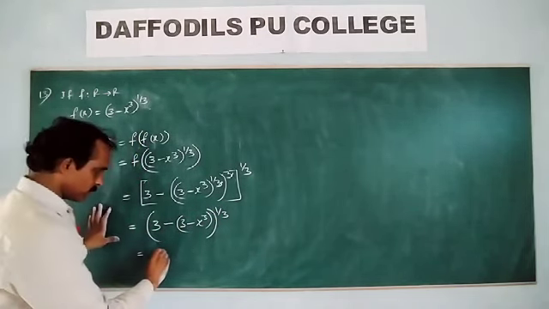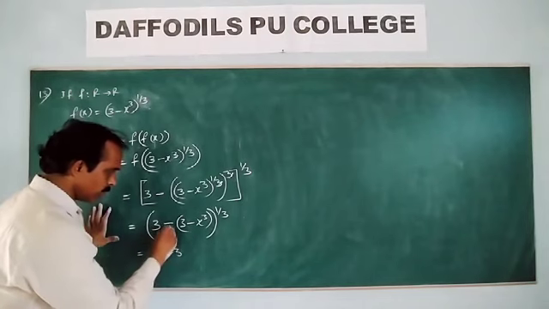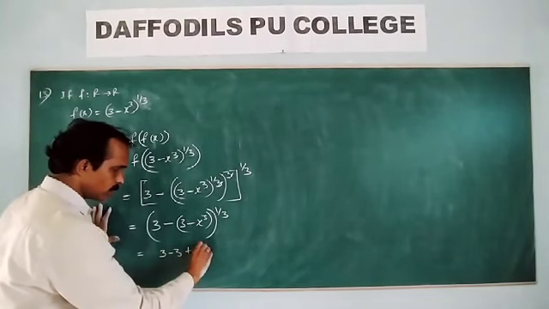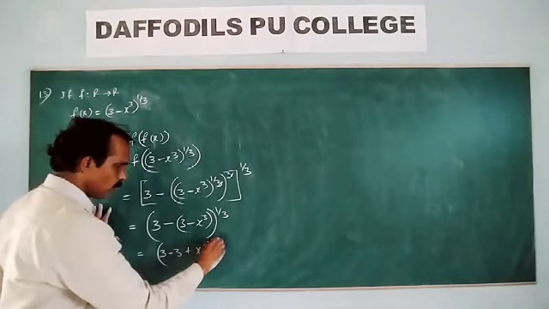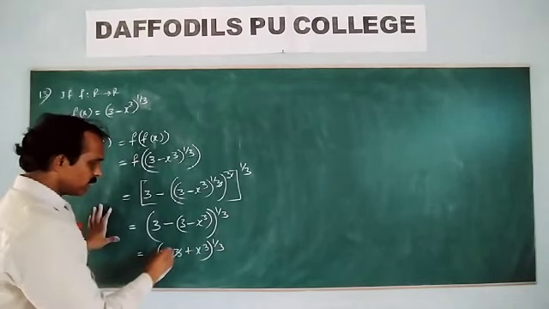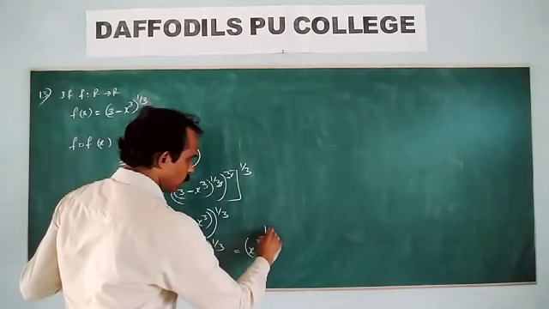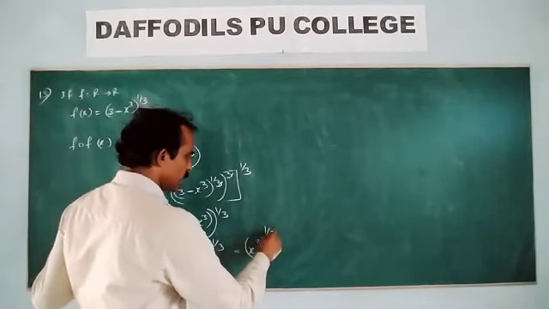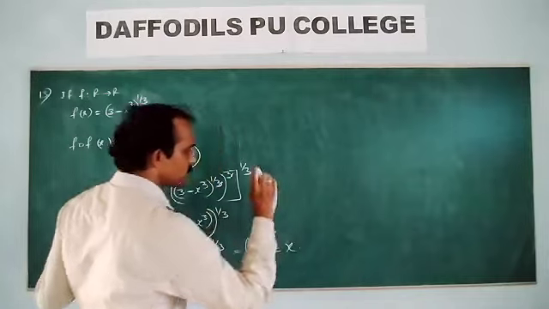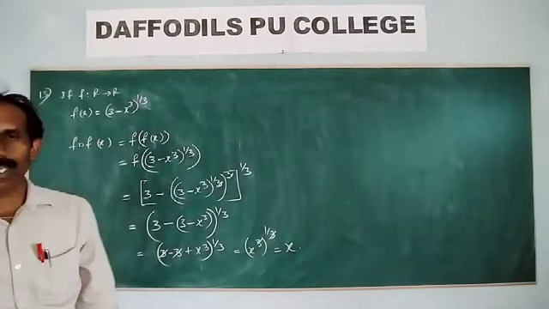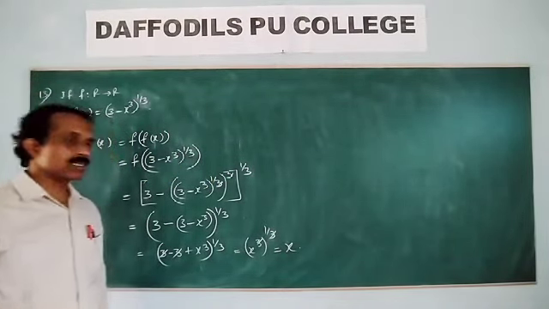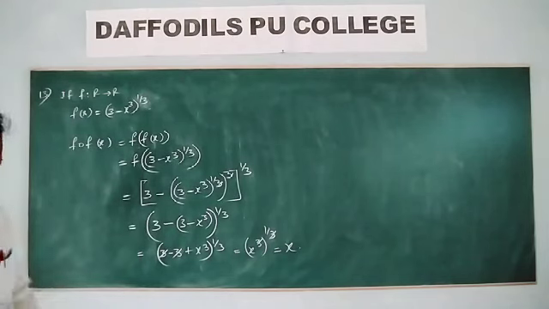Now open the bracket: 3 minus 3, minus into minus plus x cube, whole power 1 by 3. The 3s cancel, remaining value is x cube whole power 1 by 3. The 3s cancel, x is the answer. So option C is the correct answer. Students, understand this problem?